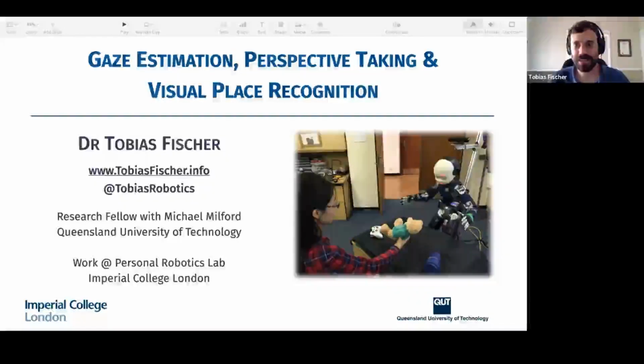My background is in robotics and computer vision, and I also try to use computational neuroscience and computational psychology and incorporate that in my work. And as you said, I just joined QUT a couple of months ago. So most of the work which I'll present today is done at the Personal Robotics Lab at Imperial College. And then the last couple of slides is quite recent work, which hasn't been published yet at QUT.